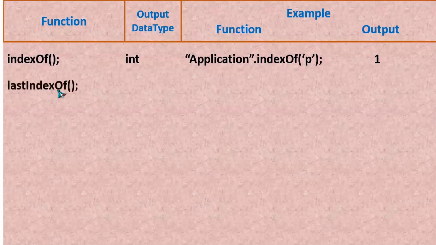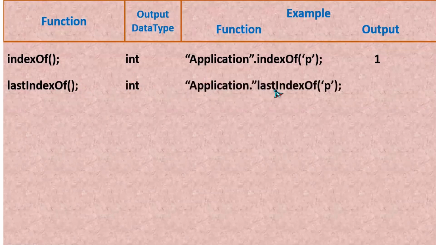Next we have lastIndexOf. Here again the output is going to be integer data type. Then for the same word we say "application".lastIndexOf("p"). Here the last occurrence of p is going to be taken. So it is going to be this p. That is 0, 1, 2. So 2 is going to be the output.